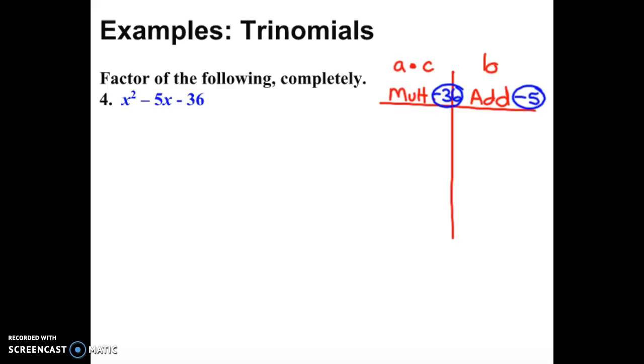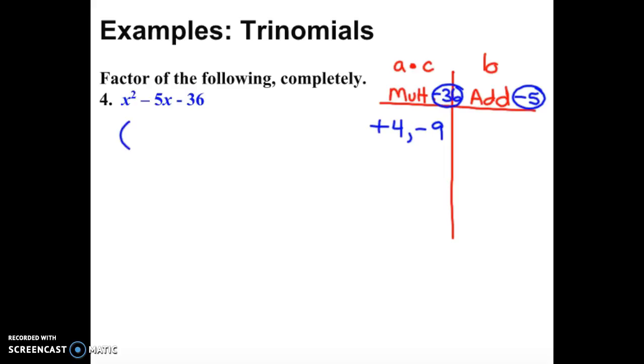First thing I know, in order to multiply and get a negative number, one number has to be positive and the other negative. Okay? So if I think of a combination that I can multiply a positive and negative number and get negative 36 and add to negative 5, I can solve the problem right away. That combination in this case is negative 9 and positive 4. Okay, 4 times negative 9 is negative 36. 4 plus negative 9 is negative 5.